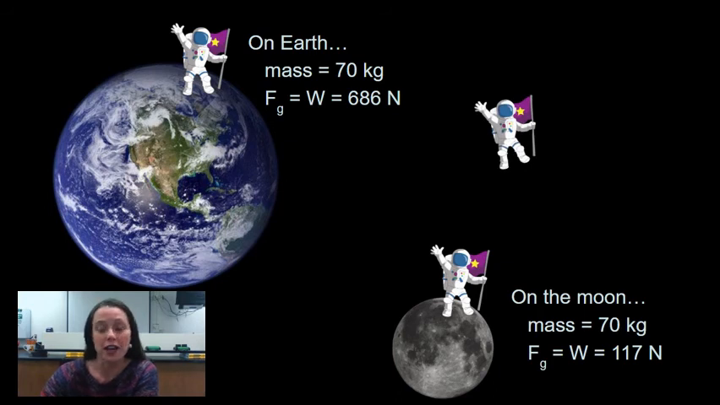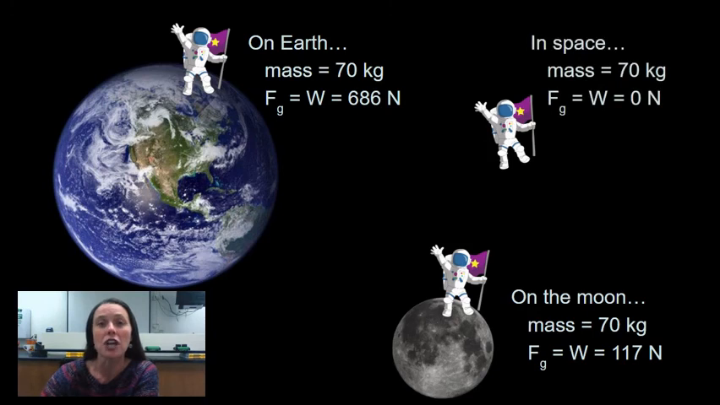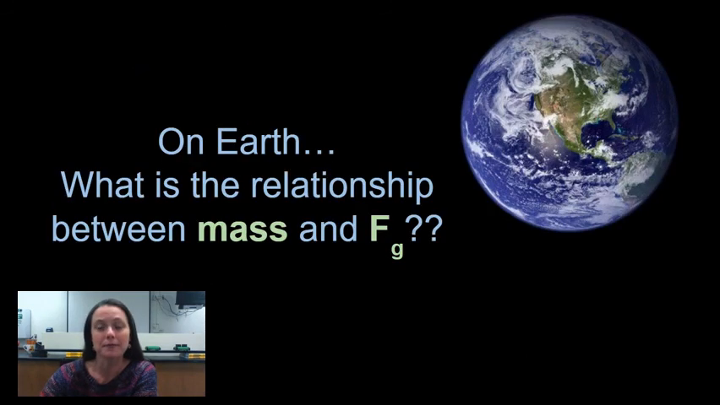If this same astronaut found herself floating in space far from planets and stars, she would find that her mass was still 70 kilograms. But far from the force of gravity from planets and stars, her weight would be 0 newtons. Today, our lab will focus on finding the relationship between mass and the force of gravity on our home planet Earth.